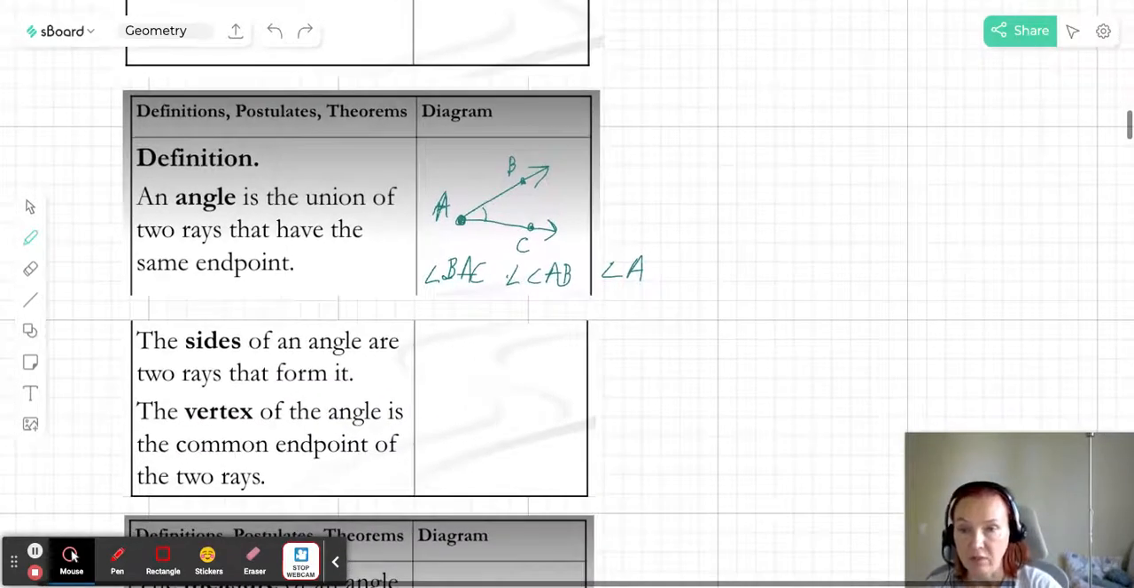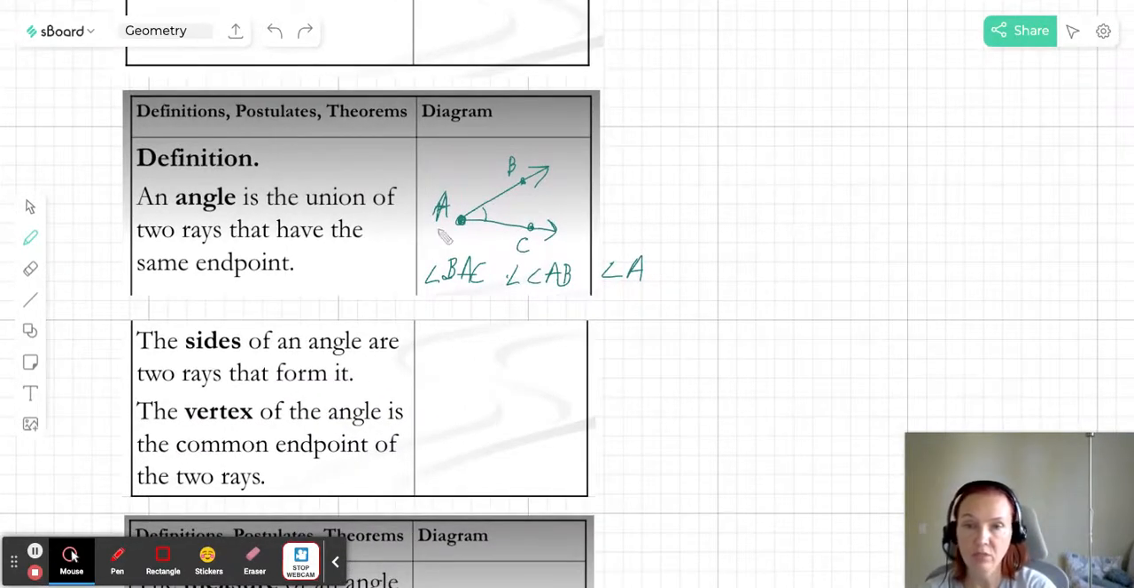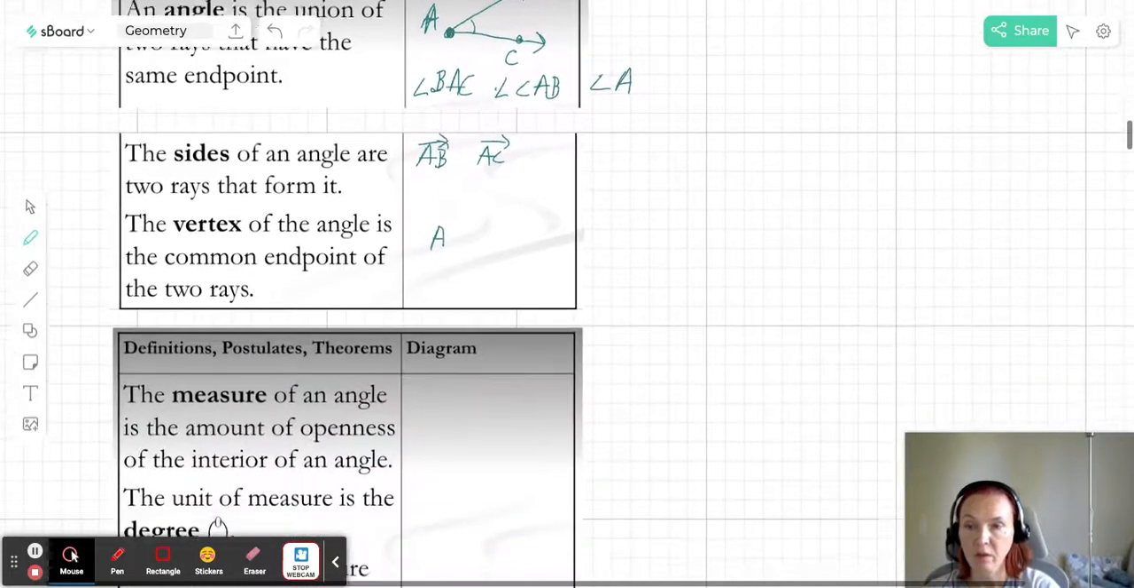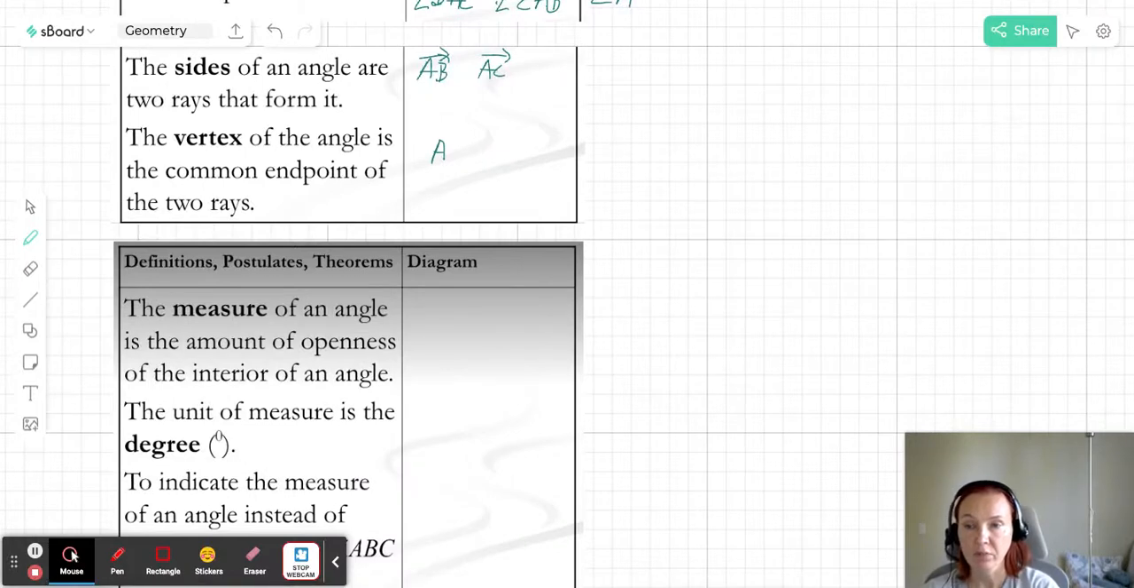Now, the sides of the angle are the two rays that form it. So the sides are going to be AB and AC. Those are the sides of the angle. And the vertex of the angle is the common endpoint of the two rays. So point A is the vertex of the angle. I already mentioned that. Now, the measure of an angle is how much it opens, so the amount of openness of the interior of an angle. And the unit of the measure is degree.